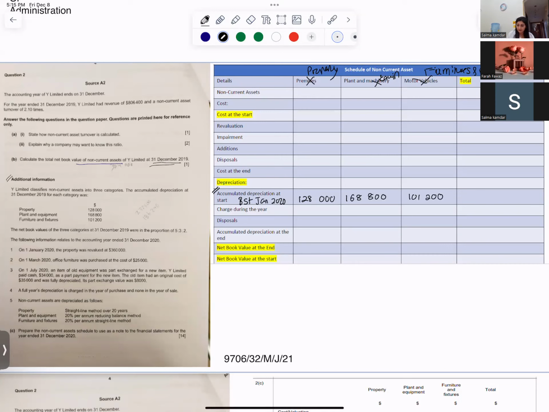101,200. Okay, you can see my screen, right? Yeah. So what is the total? This is 398,000. Correct? Yes. Okay, fine. Go ahead.